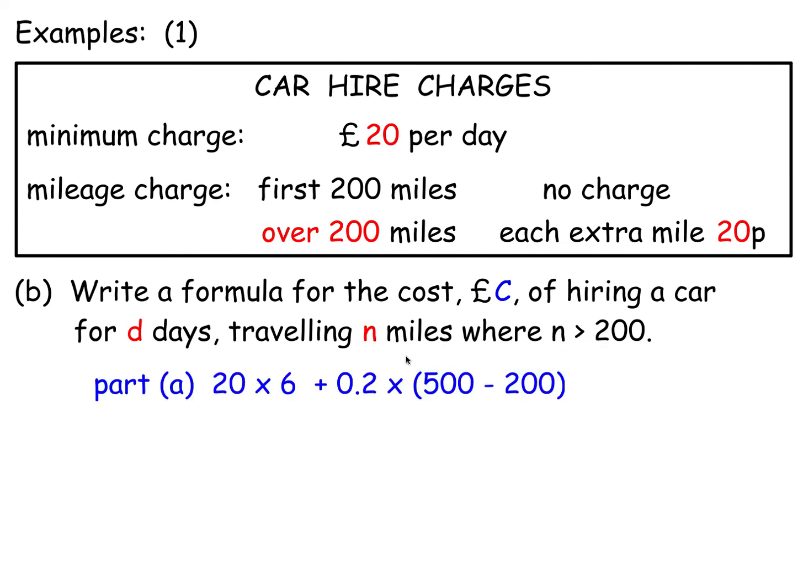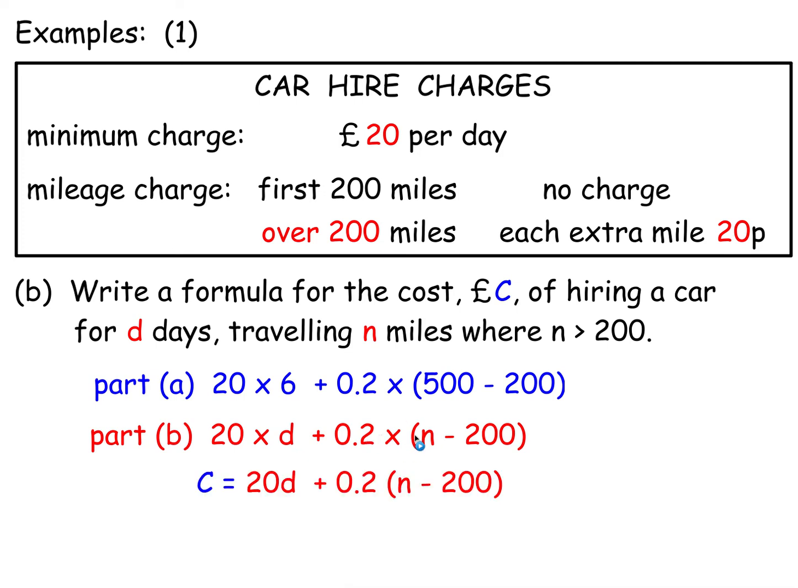So there was part A. Instead of 6 days, it's D days. Instead of 500 miles, it's N miles. There it is substituted. That's it. Since it's multiplication, 20 times D can be just shortened to 20D, and 0.2 times the brackets can become 0.2 brackets. And that's it, done. So you look at the calculation for part A and you just turn the numbers into letters.